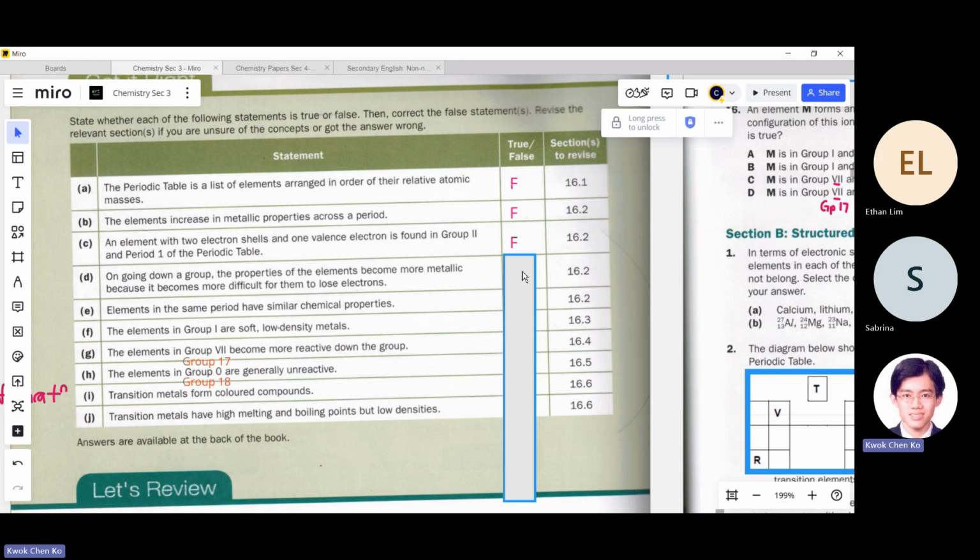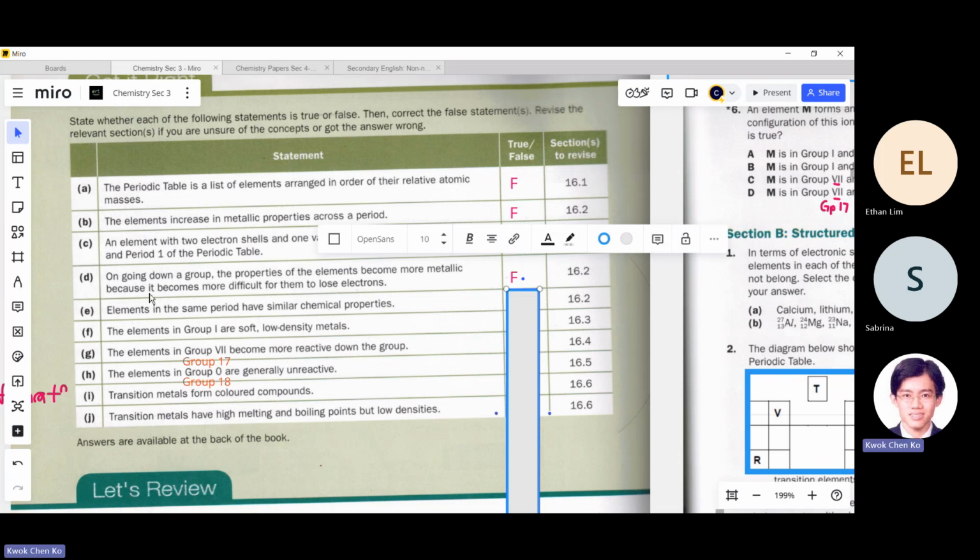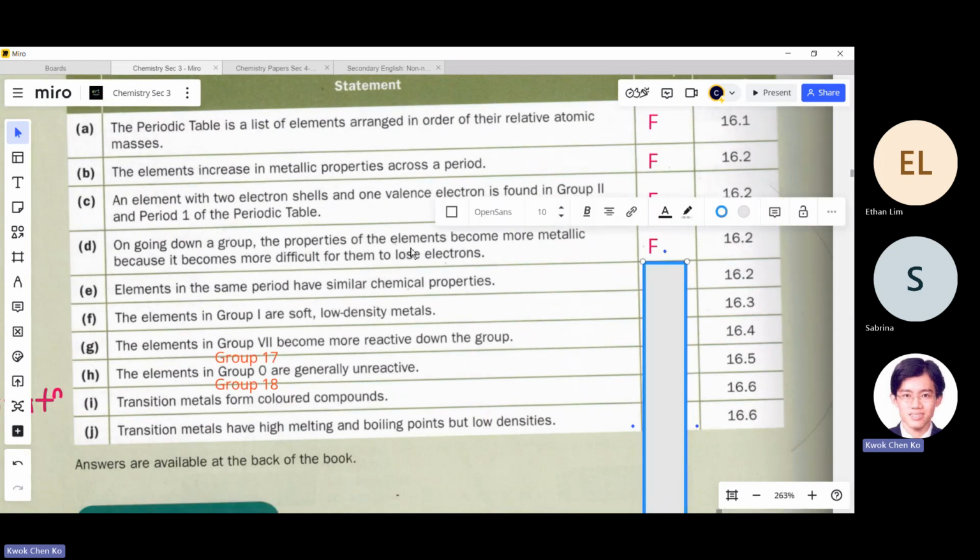D, Danger. More metallic because it becomes more difficult for them to lose electrons. When you say they become more metallic, you're right. Going down the group, they become more metallic. But that also means it becomes easier for them to lose electrons.